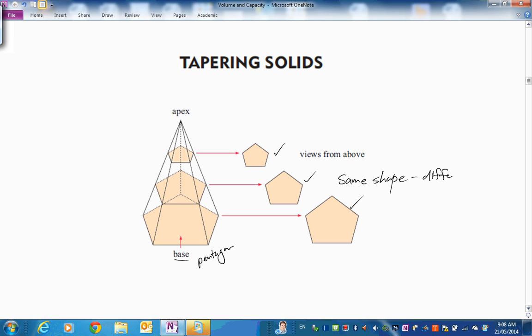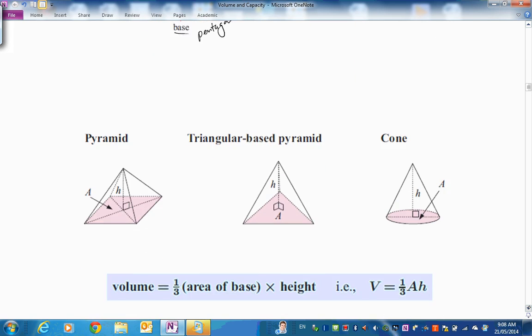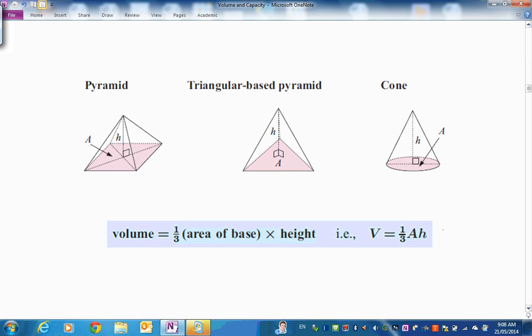Well, this is a problem. You can't use the same idea now because you haven't got length lots of the same area, if we call this the height or the length of the body. You can't say it's L lots of the same area because look at them, they're getting smaller. So what are we going to do? Let's have a look at some examples here. There are some examples, and here we have the rule.